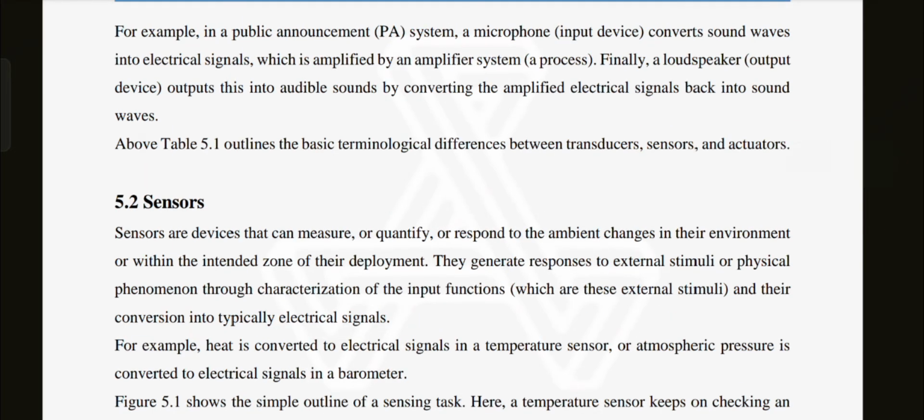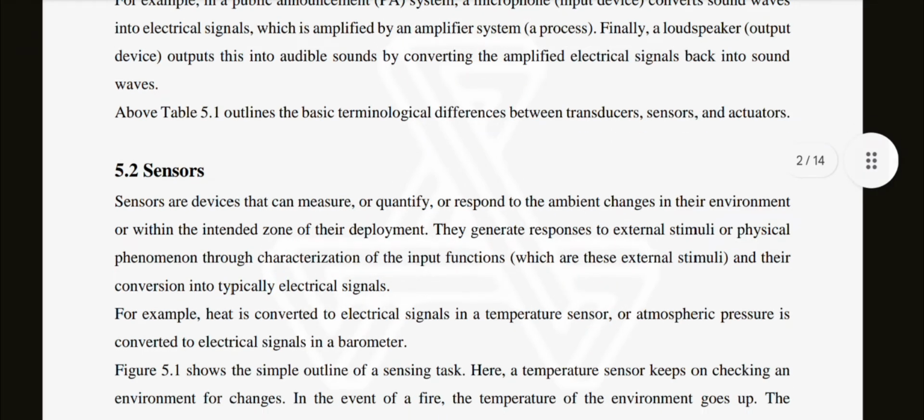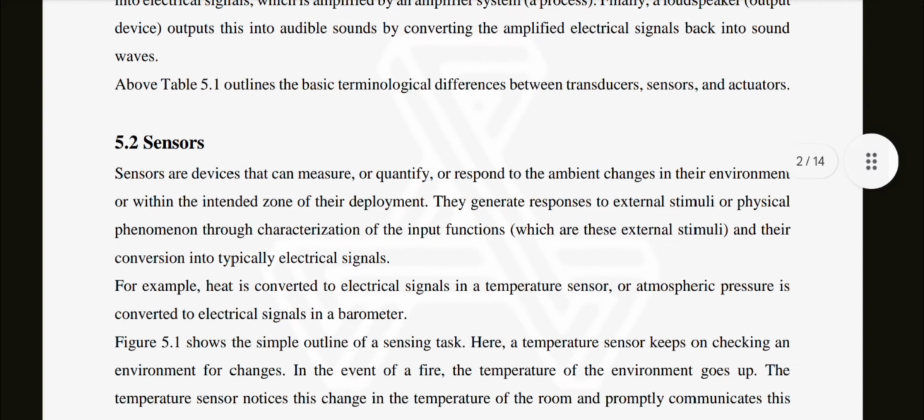For example, in public announcement PA systems, a microphone input converts sound waves into electrical waves, which are amplified by an amplifier system. Finally, a loudspeaker output device outputs this into audible sounds by converting the amplified electrical signals back into sound waves. Above, table 5.1 outlines the basic terminological differences between transducers, sensors, and actuators.